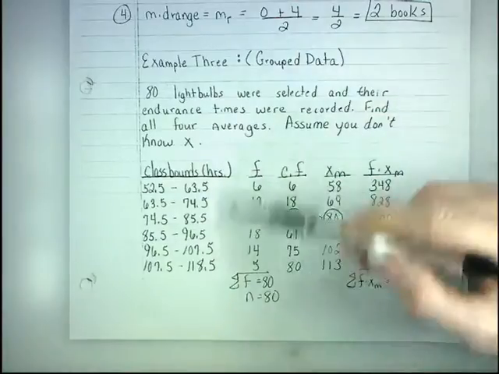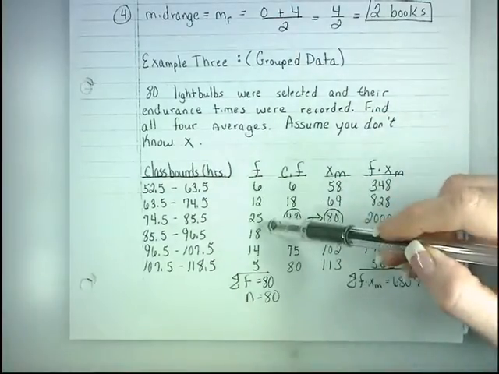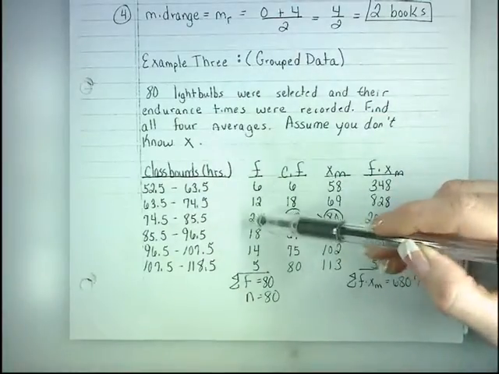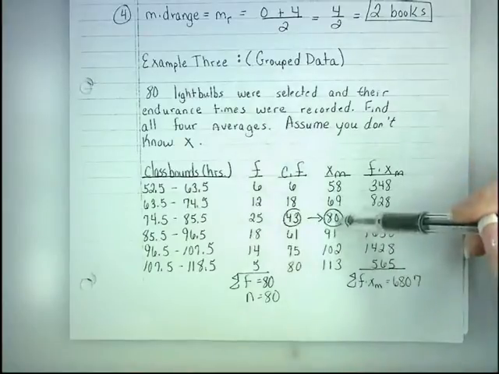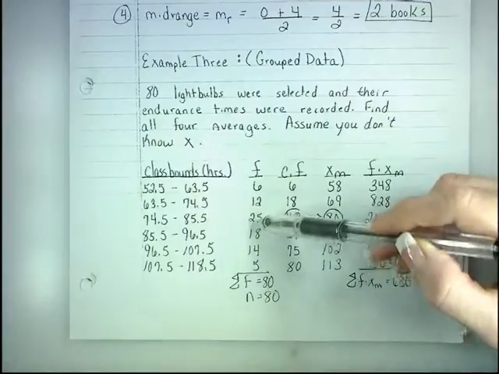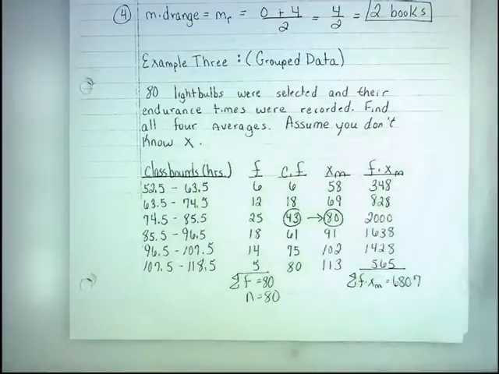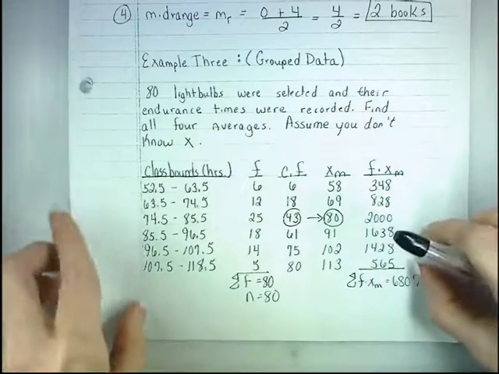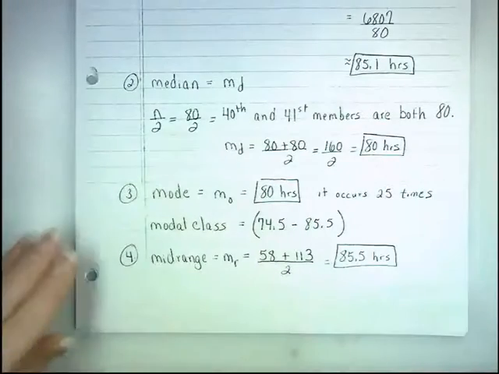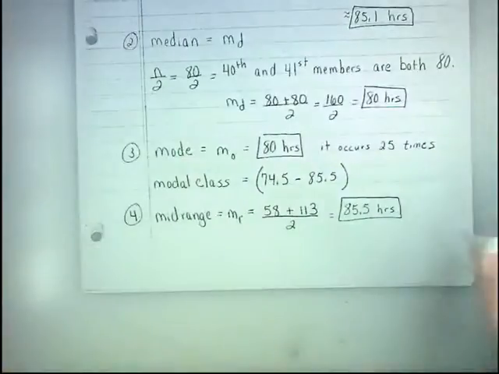So for the mode, find the largest frequency if one exists, and refer to either the midpoint if they ask for the mode, and that's 80 hours, or if they ask for the modal class, refer to the class limits of 74.5 to 85.5. Now, last but not least, we have the mid-range.